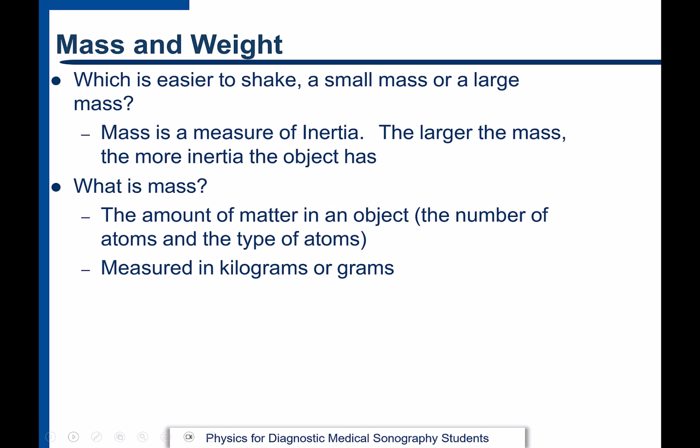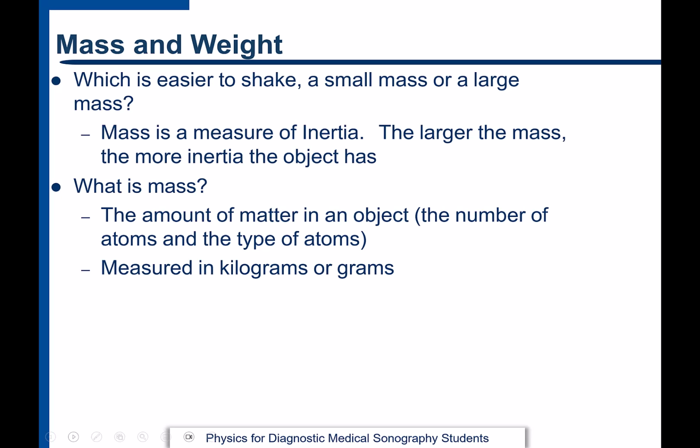Let's talk about what mass is. If you look in most textbooks, the definition they usually give is that mass is the amount of matter in an object. But what does that mean? Well, all objects are made up of atoms of different types. And so really the mass of an object is determined by the type of atoms that make it up and how many of those there are. So that's what we mean by the amount of matter in an object.